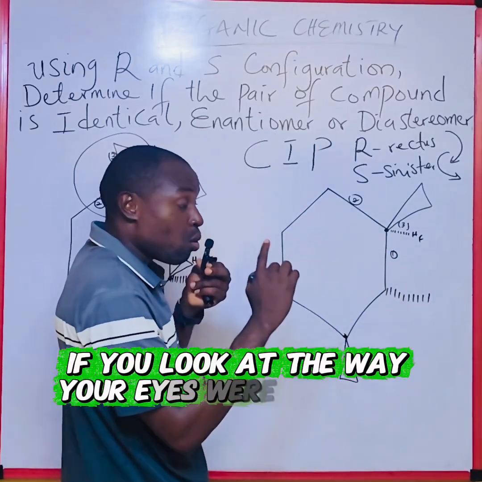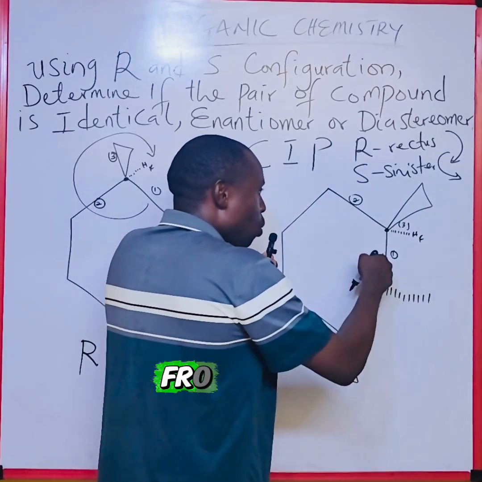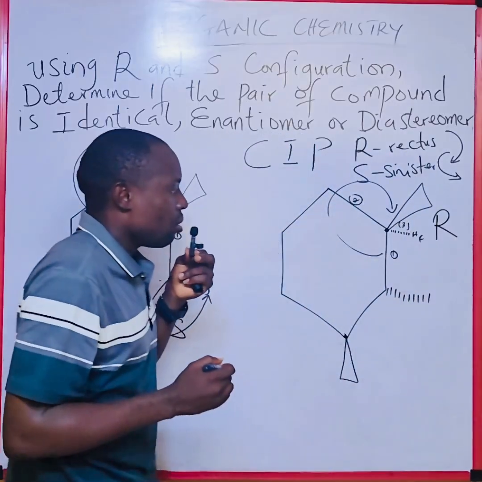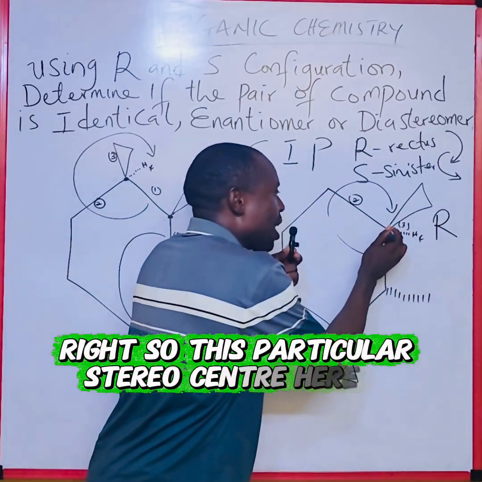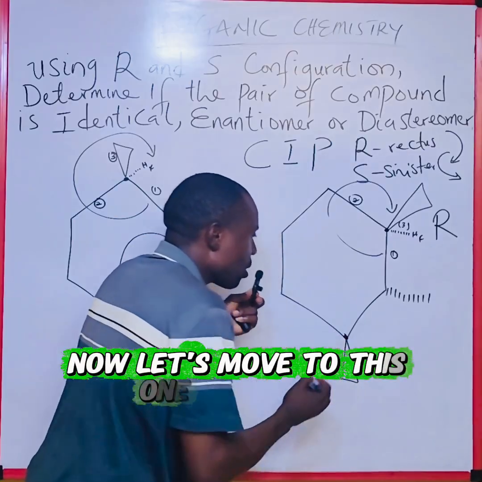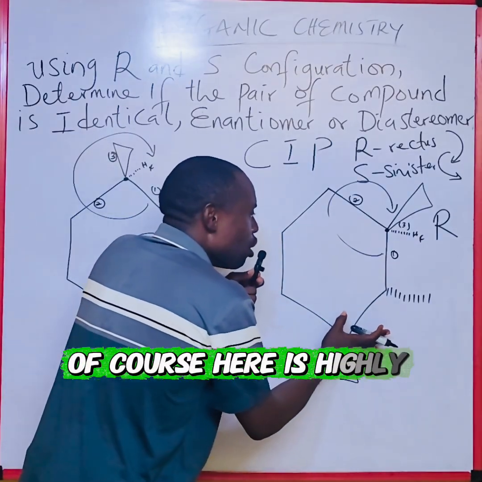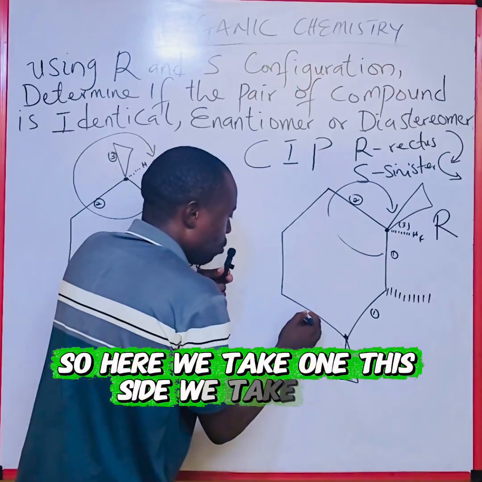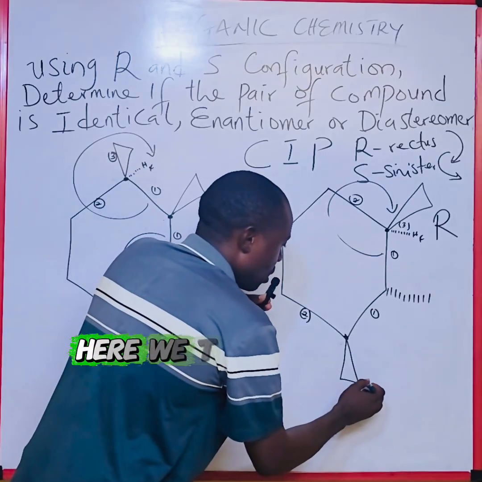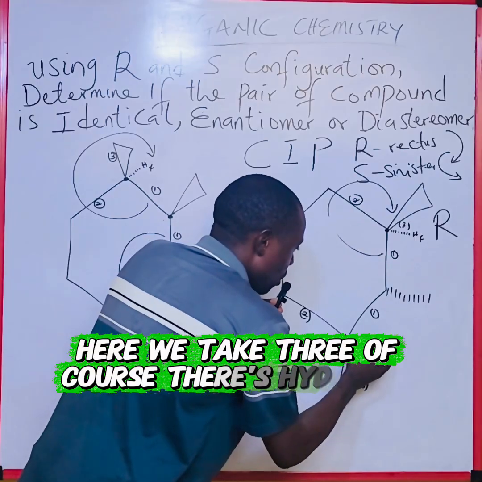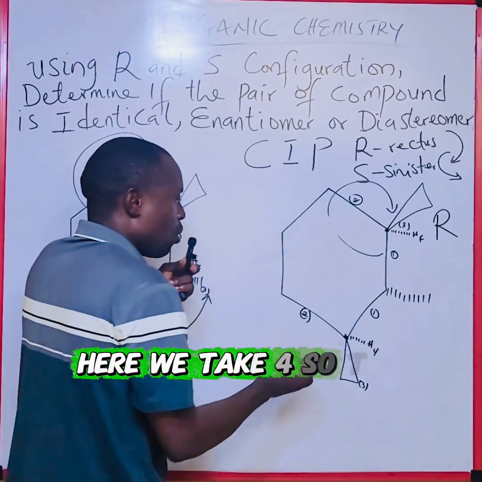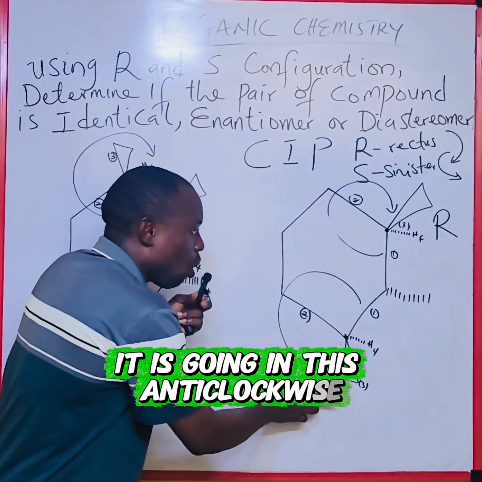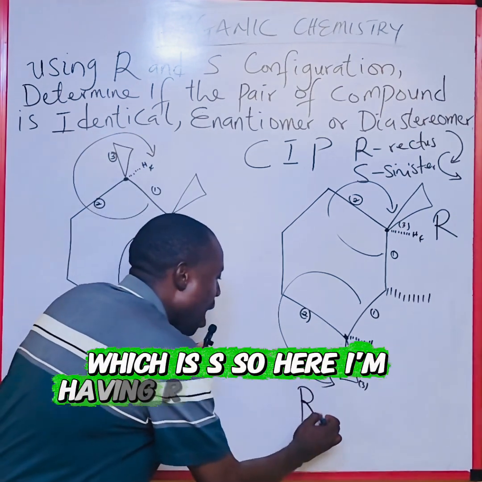If you look at the way your eyes were operating, it was going like this, from 1 to 3. So it will go like this, which is what now? Arrow, right? So this particular stereocenter here is arrow. Now let's move to this one here, right? Of course, here is highly substituted. So here we take 1, this side we take 2, here we take 3. Of course, there's hydrogen here, here we take 4. So the way it is going here, it is going anti-clockwise, which is X. So here I'm having arrow and what now?